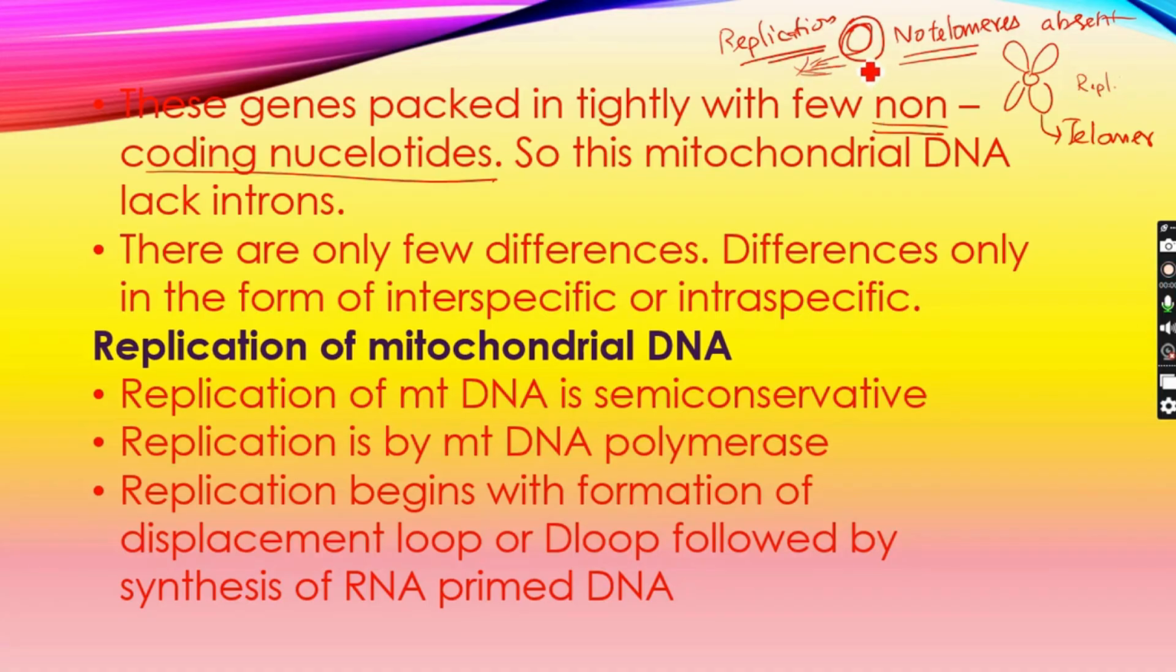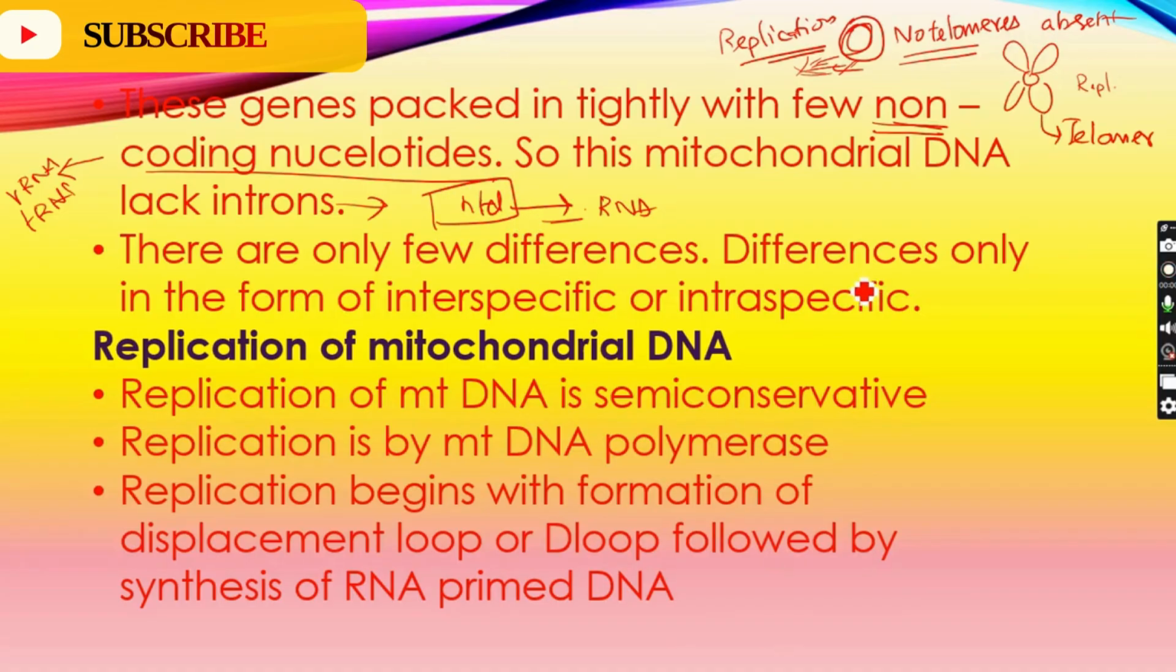So these genes of mitochondrial DNA are going to consist of only a few non-coding nucleotides, but there are no introns. Introns are nucleotides that are not even converted into RNA, but mitochondrial DNA consists of a few non-coding nucleotides, which means they can be converted into rRNA or tRNA, but introns are not converted even to RNA. These nucleotides are not present in the mitochondrial DNA.